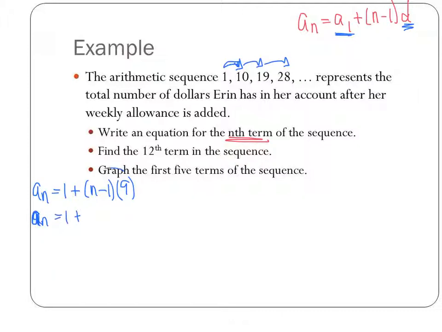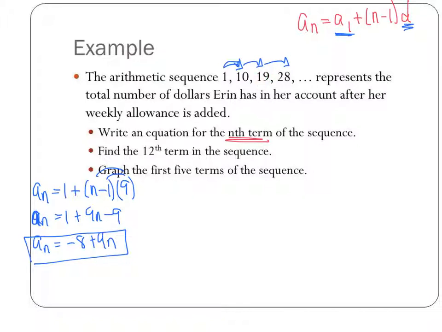So 1 plus, you're going to distribute 9n minus 9, which is going to give you negative 8 plus 9n. Right, if you combine like terms, 1 minus 9 would be negative 8. There is your equation for your nth term. So what this means is I can put in any term I want for n, and this is going to give me the number of that term. So for instance, if I put in 3 for n, 9 times 3 is 27, minus 8 would be 19, and that was my third term.